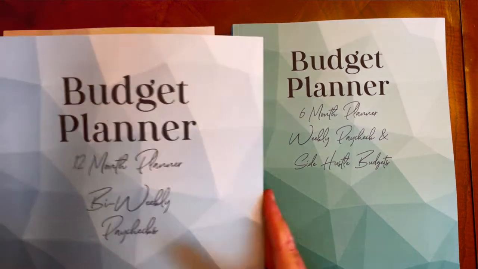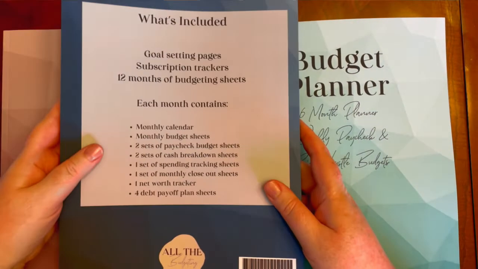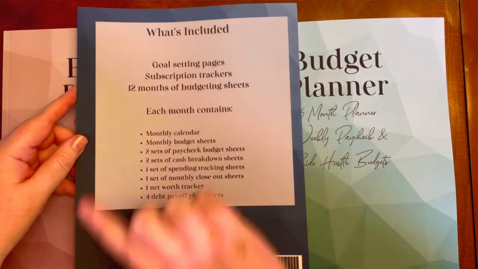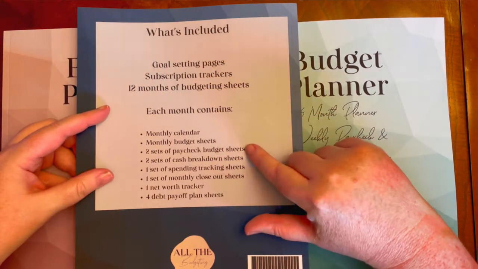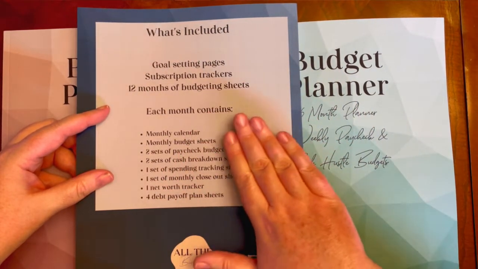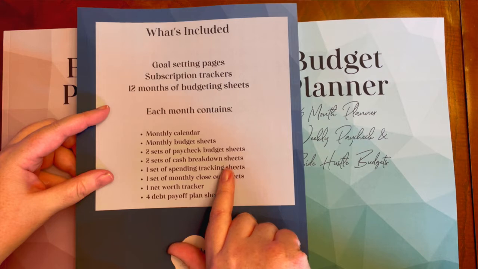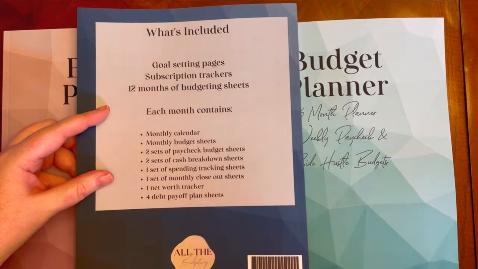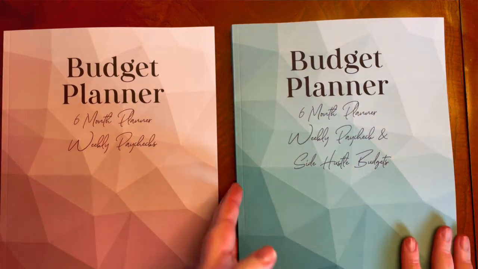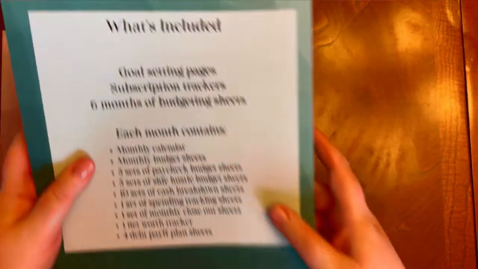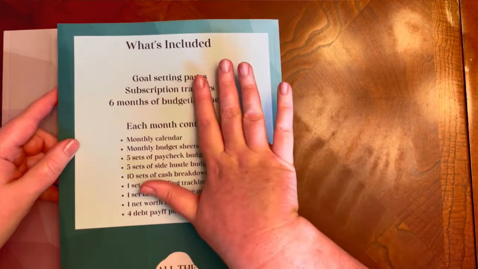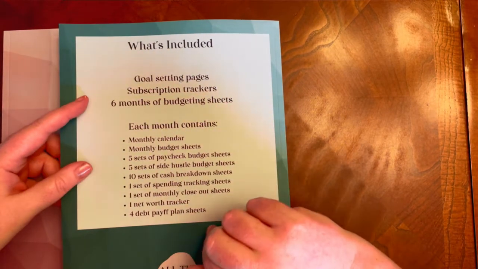And then the 12-month, just the bi-weekly budget, this is what's included there. Again, you get those same beginning sheets. And then here, it's real similar. You just get 12 months, you just don't have the side hustle, basically, is the only difference there. And then the 6-month, okay, here you would have the same goal setting pages and subscription trackers.